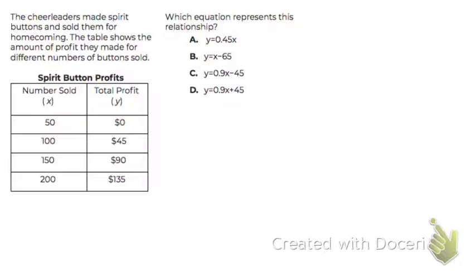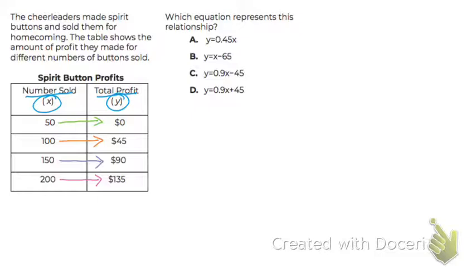So when we look at the table, hopefully you see that the first column represents the number sold, that's your X coordinate, and the second column represents your profit, that's your Y coordinate. So what we're being given is a series of points. This first row is telling us when you put 50 in for X, you'll get 0 for Y. The second row is telling you that when you put 100 in for X, you get 45 for Y, and so on. So the equation that represents this situation needs to work for each of these points.